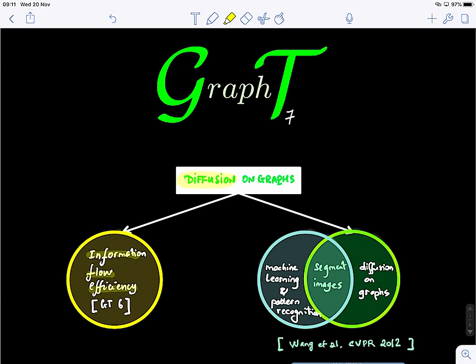In this lecture, what we will learn about is how diffusion on graphs can be applied to other real-world problems. We will look at the intersection between diffusion and the fields of machine learning and pattern recognition. The application is to segment images, okay?